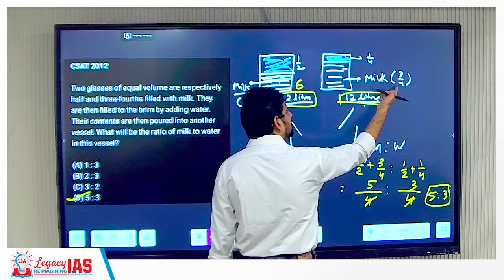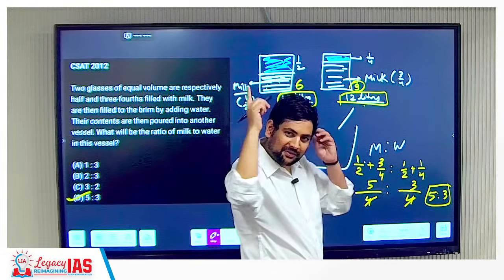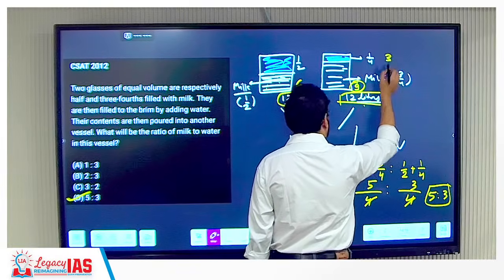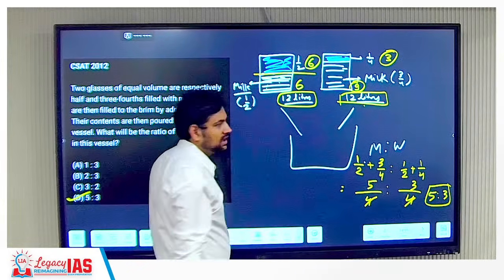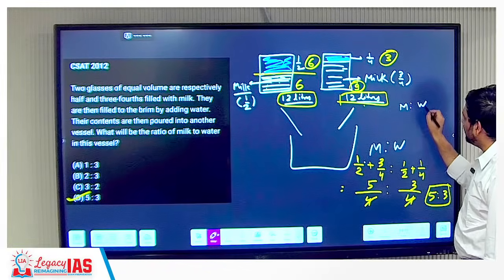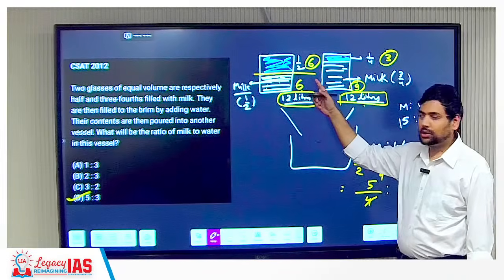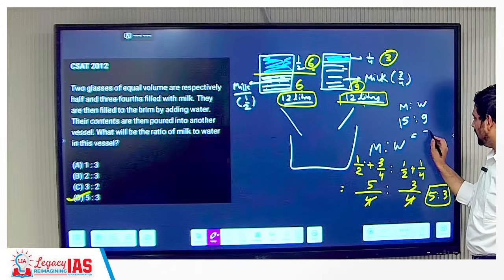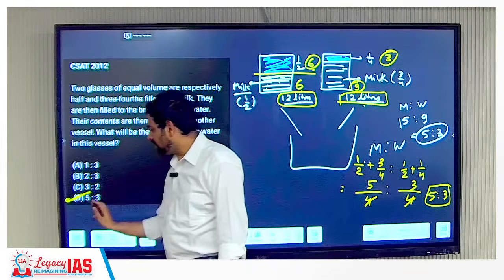Then with 12 liters, 3 by 4 of this is 9. Correct? 3 by 4 into 12, 4 3s are 12, 3 3s are 9. So this is 9. Then of course water is 3 liters, and here water will be half of this, which is 6. Now what is the ratio of milk to water? Milk plus milk, 9 plus 6 is 15, and water, 6 plus 3 is 9. 15 and 9 divided by 3, what you will get? 5:3. Whichever method you like, you can use it. Simple.